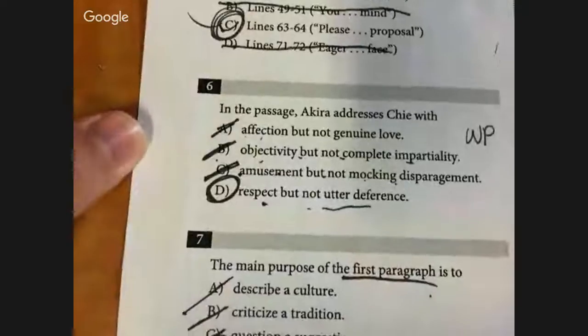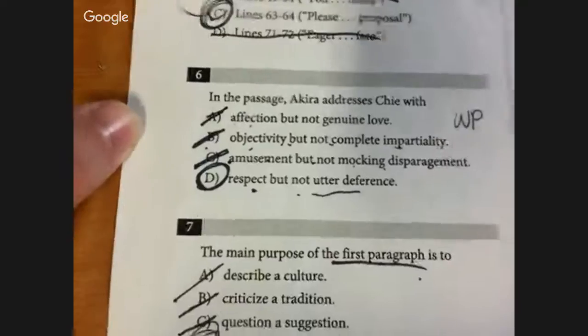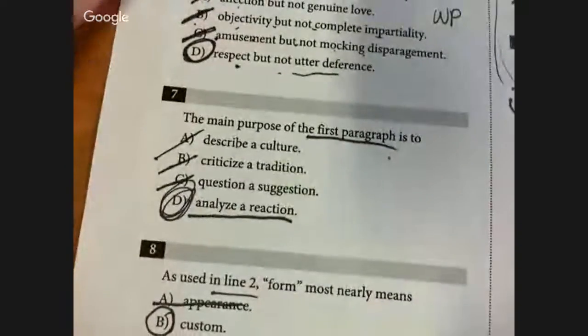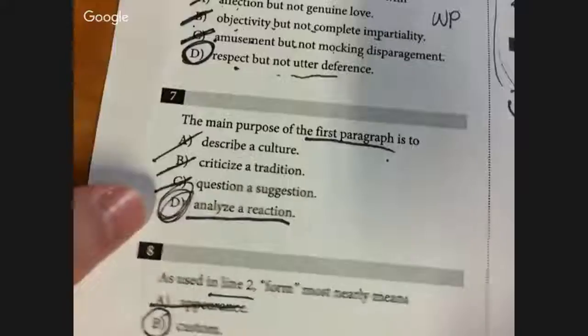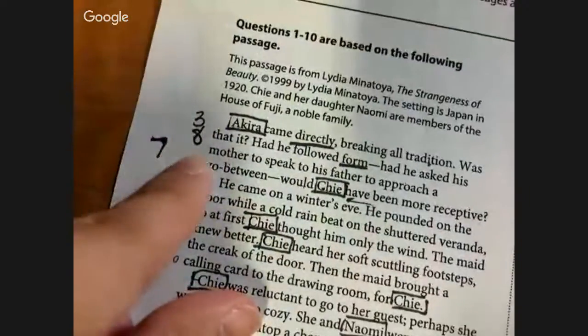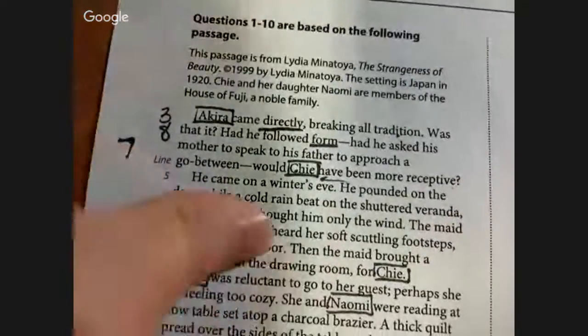Number 6, in the passage, Akira addresses Chie with... This seems like a whole passage question. Number 7, the main purpose of the first paragraph is to... alright, so then we can plot that in the passage. I put a number 7 next to the first paragraph, so I make sure to pay special attention whenever I am reading through it.